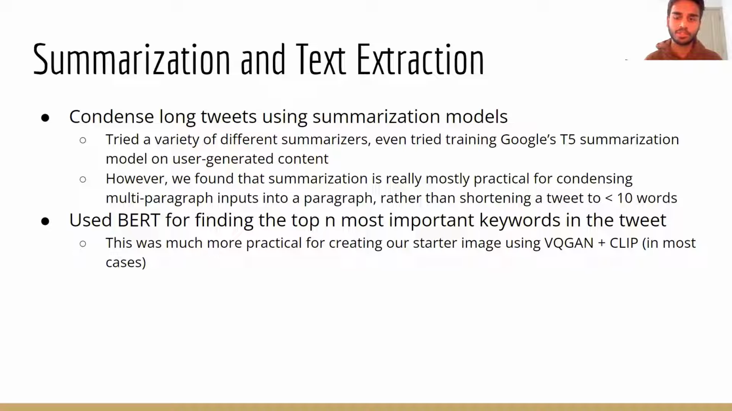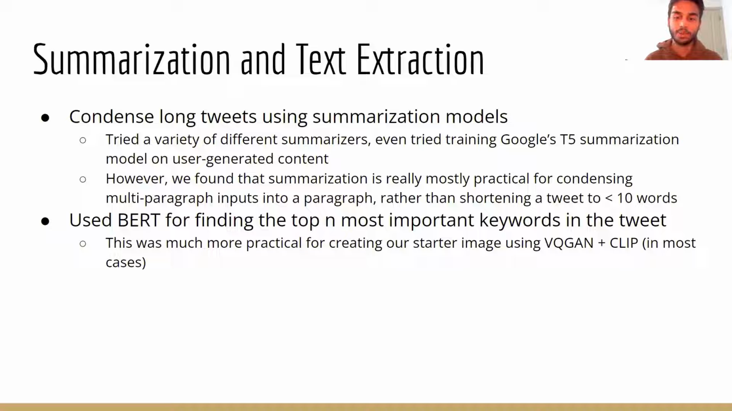We also tried training Google's T5 summarization model using an Amazon review dataset that we found from Kaggle. The idea behind this was to train our summarizer on user-generated content, which we thought would be apt for the tweets that we would eventually pass in. However, we found that summarization is mostly used to condense multi-paragraph articles into a single paragraph and not very suited to summarize a 280-character tweet. When we passed tweets into any of these summarization models, we would just get a blank output, meaning that the input was not large enough to generate a summary from.